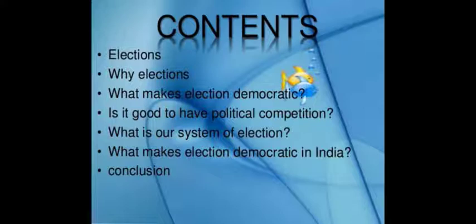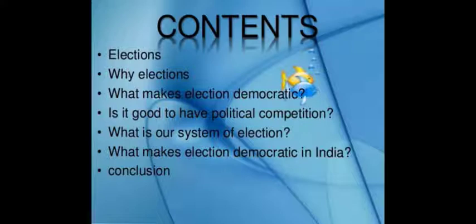Children, see the topics which you have to study. First, election. Second, why election. Third, what makes election democratic? Is it good to have political competition? Next, what is our system of election? What makes election democratic in India? Last is the conclusion. Meaning at last we will conclude and sum up the election procedure and why we still prefer the election process in a democratic country.